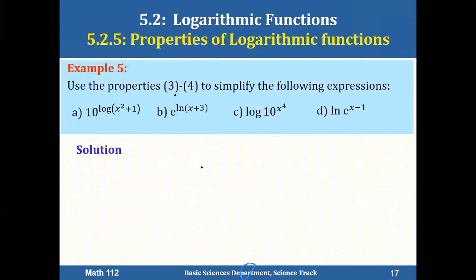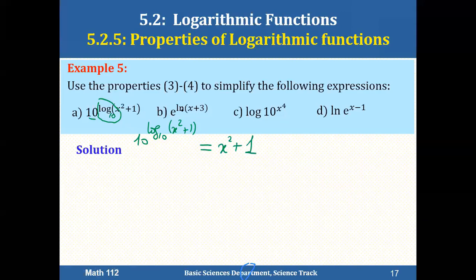So if we want to use these properties to simplify the following expression, starting with 10 to the log of x squared plus 1. What is the base in this example? What is the base here? They didn't write the base. We said when it is not written, it means base 10. So we have 10 to the log base 10. By the properties, we know that 10 to the log base 10 of any expression is directly x squared plus 1.